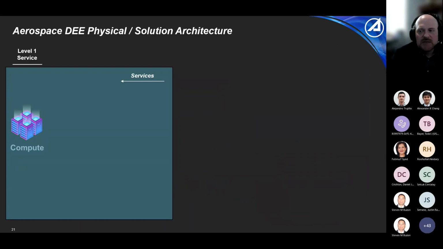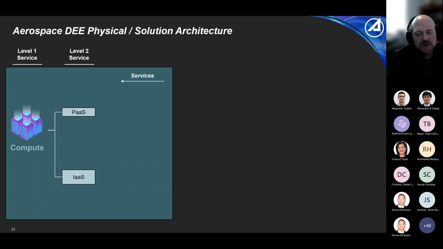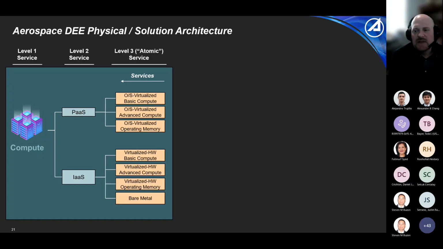Now, what does this mean in terms of the other aspect of architecture, the solution architecture, the physical components? Let me use an example here of the compute level 1 service, and the decomposition here that we used was platform as a service or infrastructure as a service. And then we broke it down one more level into what you see here in level 3 atomic services. These are still solution agnostic.